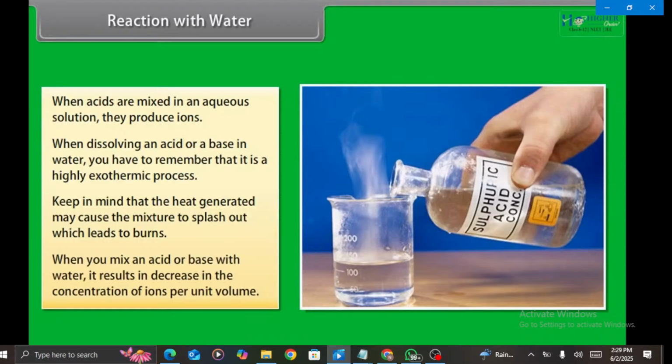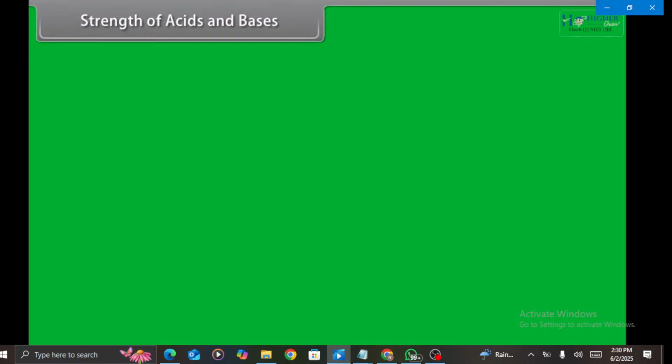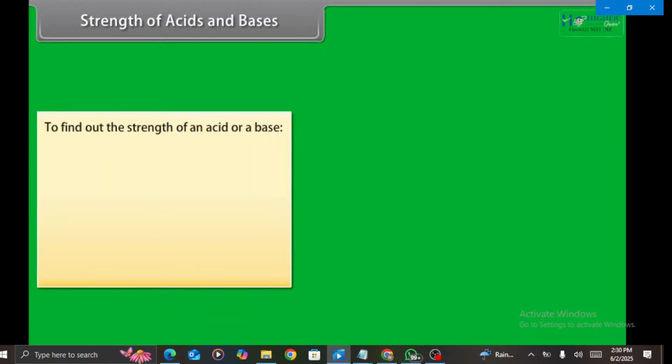When you mix an acid or base with water, it results in decrease in the concentration of ions per unit volume. This process is called dilution, and you get diluted acid or base. Strength of acids and bases. You need to use a universal indicator to find the amounts of ions present in a solution or to find out how strong an acid or base is.